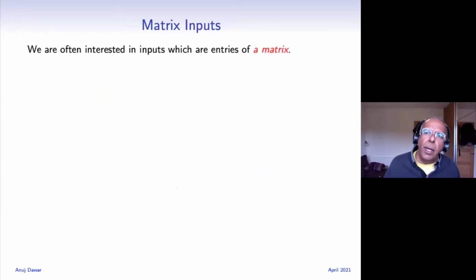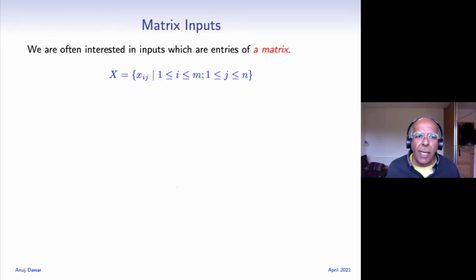Now, the polynomials we're usually interested in, often, I should say, are entries of a matrix. What do I mean by this? That means that the set of variables over which we form the polynomials, you can think of as labeled by indices i and j, where i ranges from 1 through m and j ranges from 1 through n, say. So you think of this as an m by n matrix of variables.